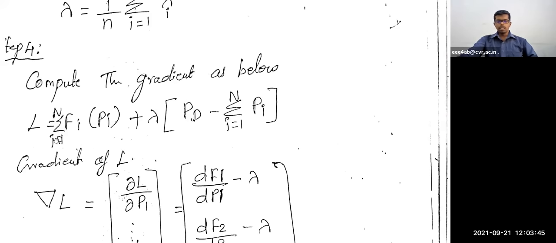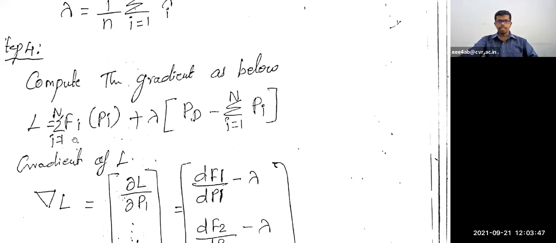So what is the objective function? This is the objective function, that is, minimize the total fuel cost, plus what is the constant? Lambda. What is the constraint over here? This is the power balance constraint, that is, the generation equals the demand. So the PD, that is PD minus PI. So already we have framed this equation.